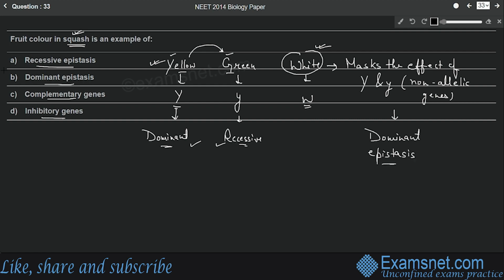So what happens in dominant epistasis? The effect of the non-allelic genes is suppressed. Okay, so the resultant hybrid ratio becomes 12 white is to 3 yellow, capital Y, is to 1 green, that is small y. Okay, so which will be the correct answer? Option number B, dominant epistasis, will be the correct answer.